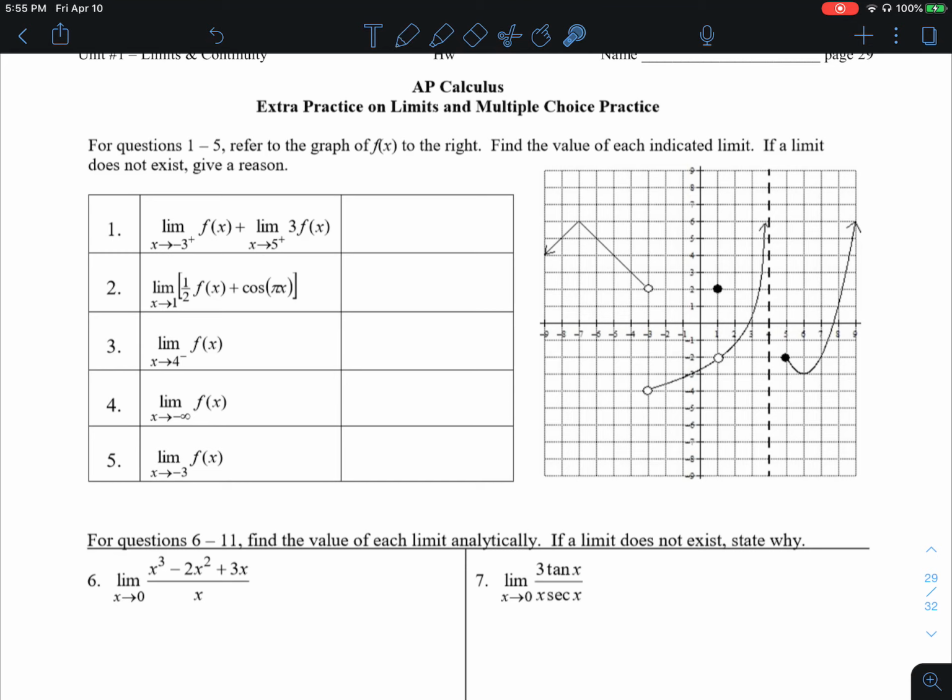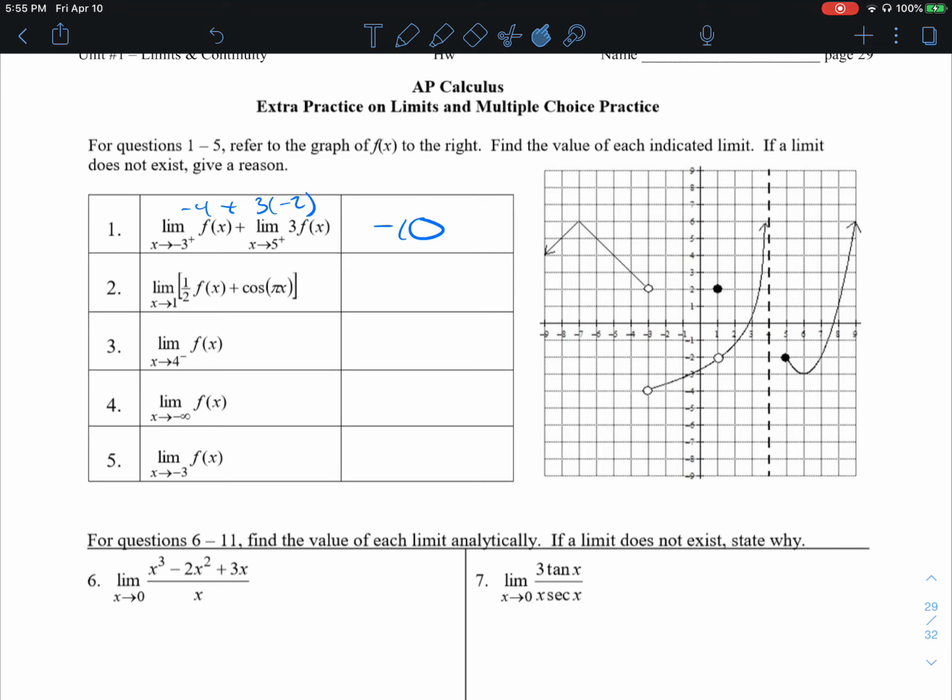We got the limit of f of x, and we were told that this is function f of x. As x approaches -3 from the right, it's going to be approaching -4. Then you have to add to that 3 times the limit of f as x approaches 5 from the right. If you approach 5 from the right, it's approaching -2. So let me write this here. This is going to be -4 plus 3 times -2. That's -4 plus -6, which is -10.